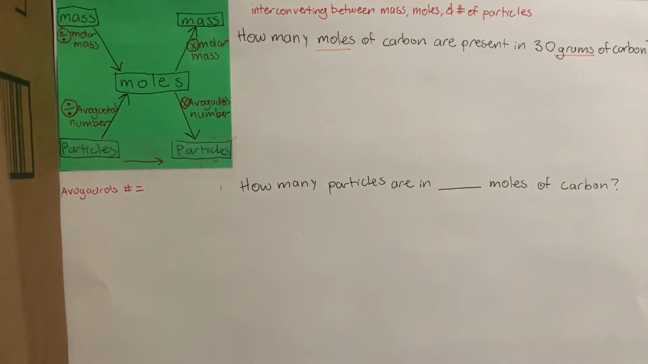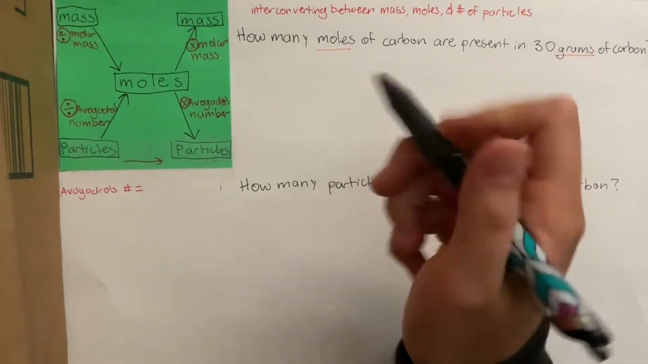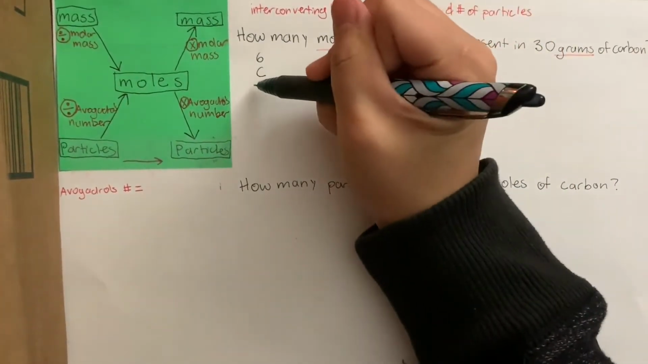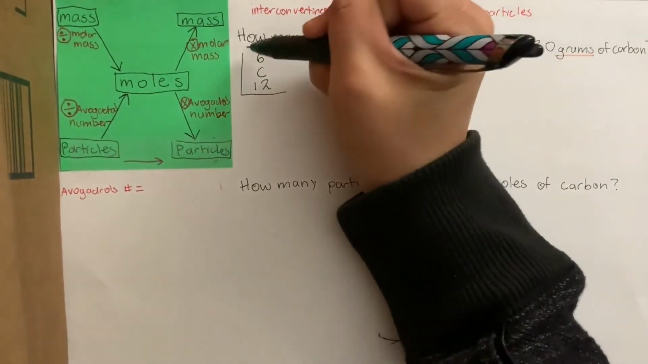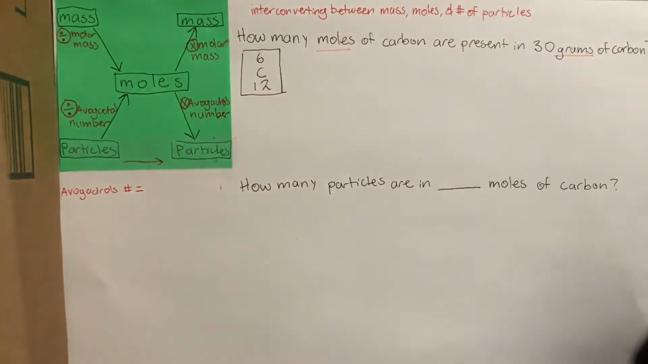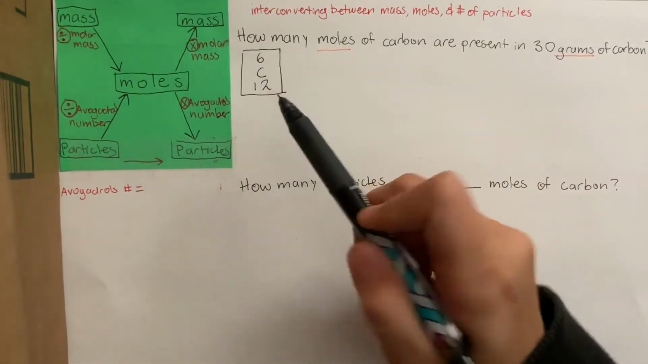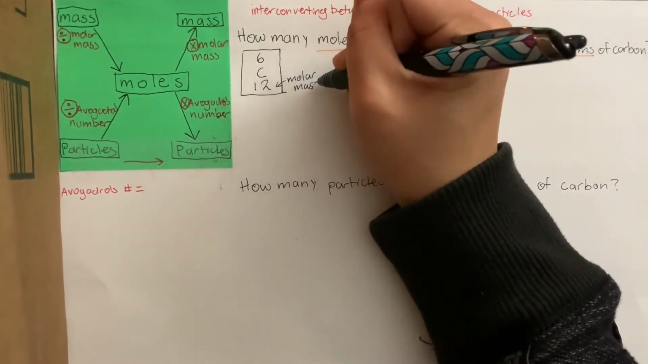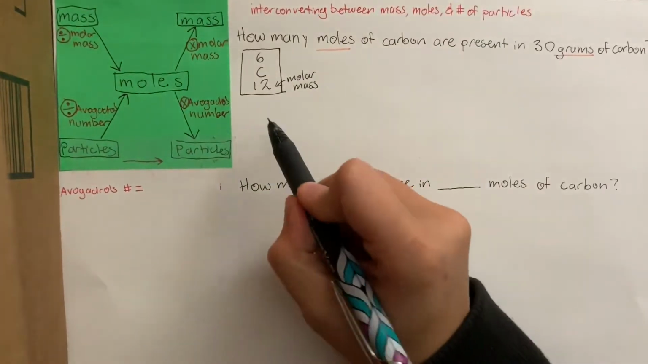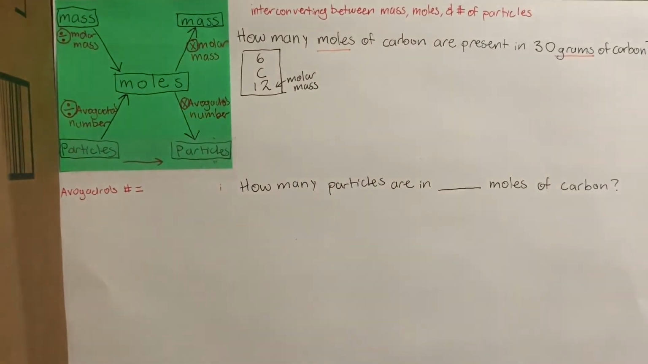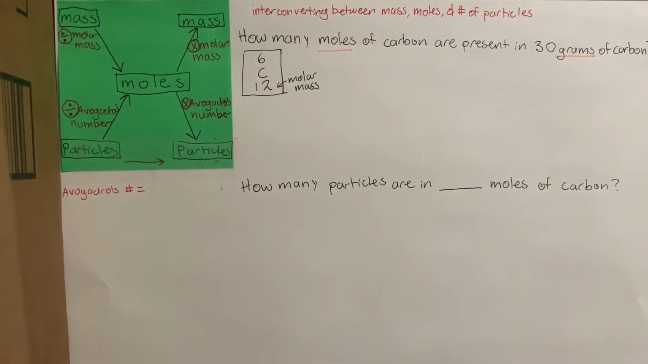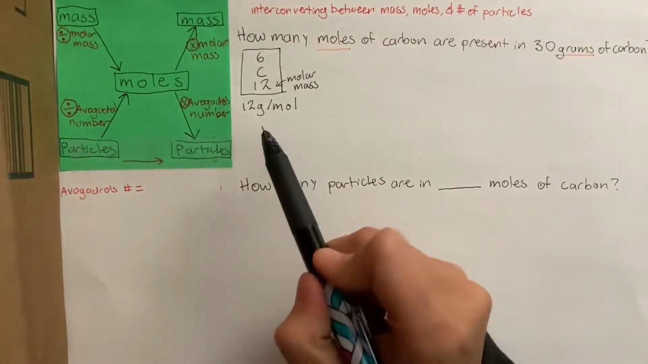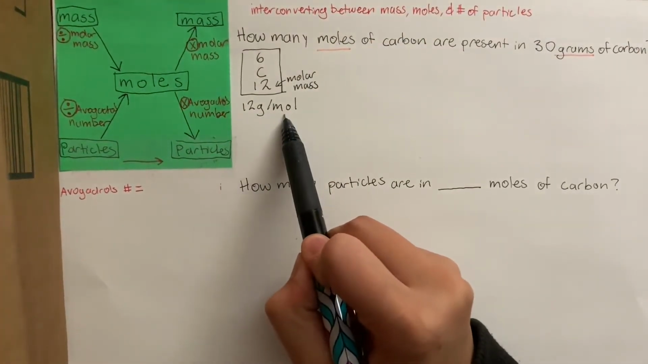If you look at your periodic table, you see that carbon has an atomic number of 6 and an atomic mass of 12. That's what it should look like on the periodic table. So what does this mean? 12 is the molar mass. This means that one mole of carbon has 12 grams, which can be written as 12 grams per mole. So repeating that, there's 12 grams for every 1 mole of carbon.